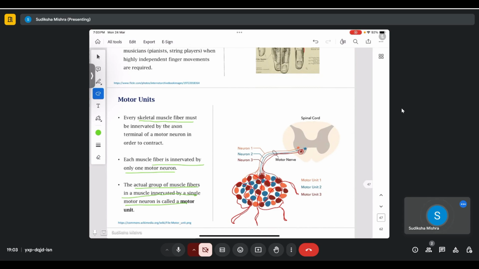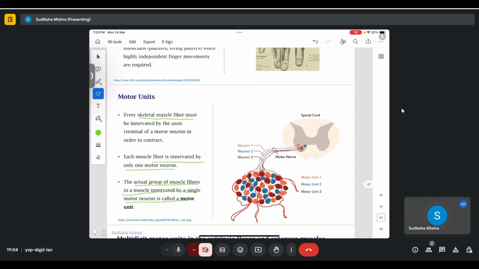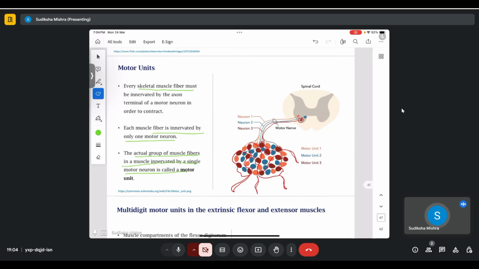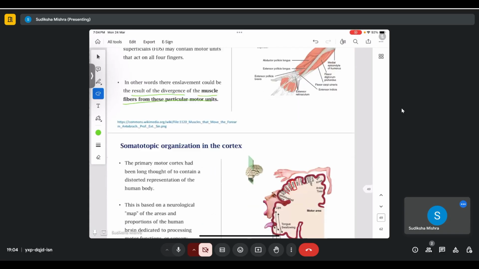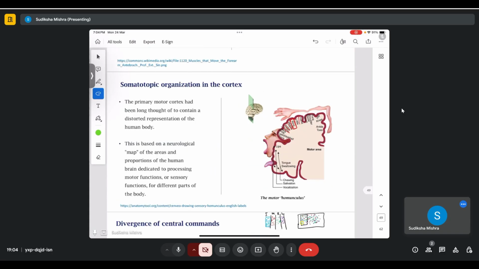The assumption is that each muscle fiber is innervated by only one motor neuron. However, this might not be true. There might be overlaps between the motor units, and because of these, the enslavement might arise as a result of divergence of the muscle fibers from these particular motor units. And there might be commonalities between the motor units, and therefore this can lead to enslavement.